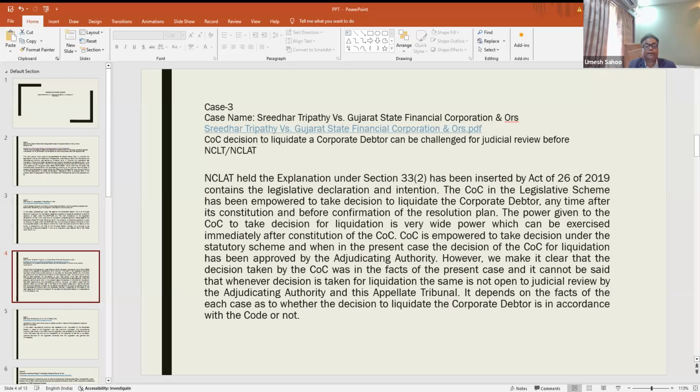However, we make it clear that the decision taken by the COC in the facts of the present case does not mean that whenever a decision is taken for liquidation, it is not open to judicial review by the authority and the appellate tribunal. It depends on the facts of each case whether the decision to liquidate a corporate debtor is in accordance with the IB Code or not. This is a complete observation. We all know that, but still these cases are challenged by way of judicial review. But the judgment clearly told that it is not within the purview of judicial review. This is completely the decision of the COC.